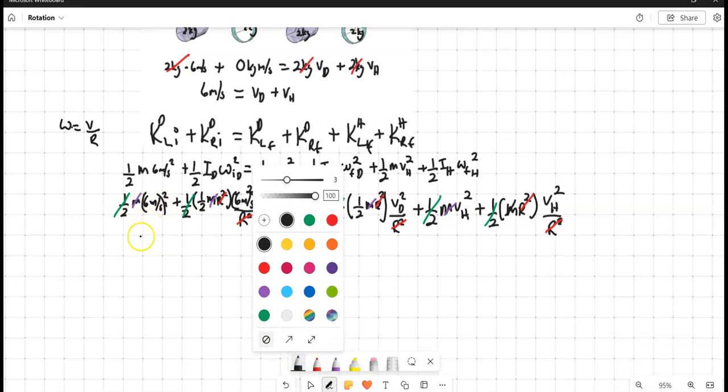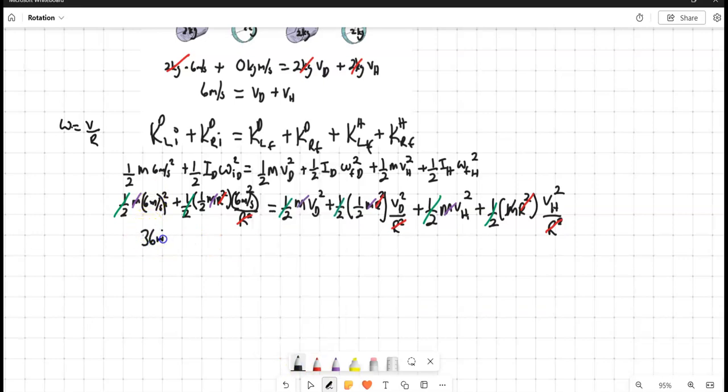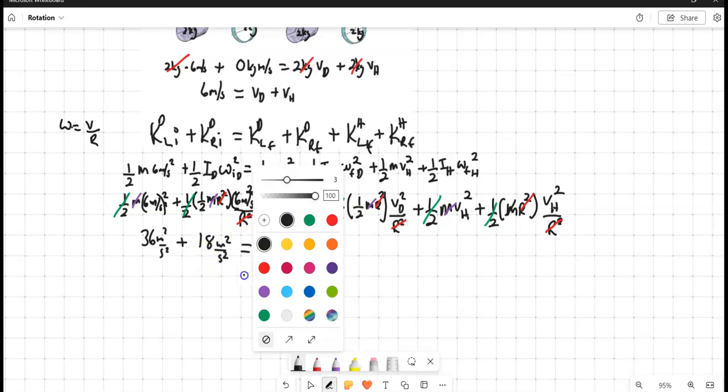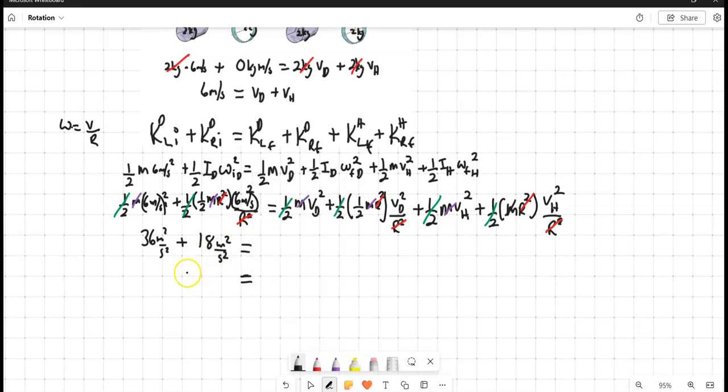So 6 meters per second squared is going to be 36 meters per second squared, plus 6 meters per second squared times a half. This times a half. So that's going to be 18 meters squared per second squared. That means this total left-hand side is going to end up being 54 meters squared per second squared.